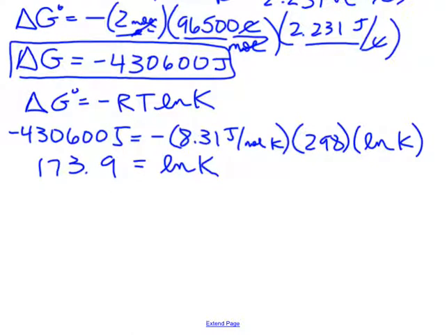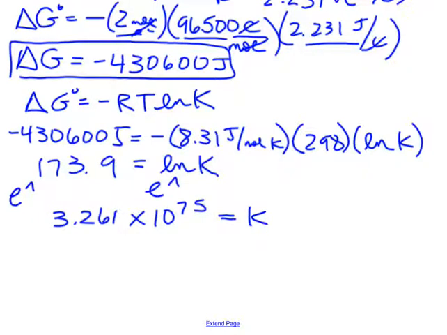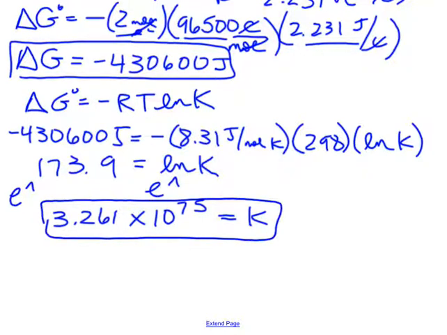Yeah, I wanted this. So now we're going to go e to the both sides of this. And what do we get? That's huge. Is that what y'all got? Okay, so that's definitely greater than 1. It's definitely spontaneous in the forward direction. All right, any questions on how to use negative nFE and relate it to RT ln K?